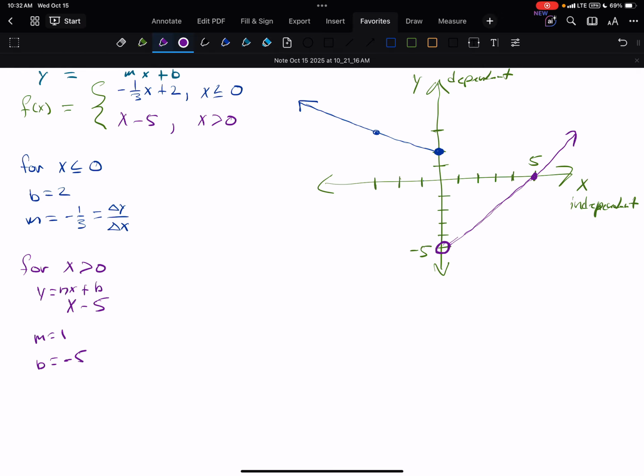It's 2 different pieces, right? It's this purple piece for x strictly greater than 0, and that's why the circle there. And then it's the blue line for x less than or equal to 0. And that's why we put the dot on the end of the blue line up high.